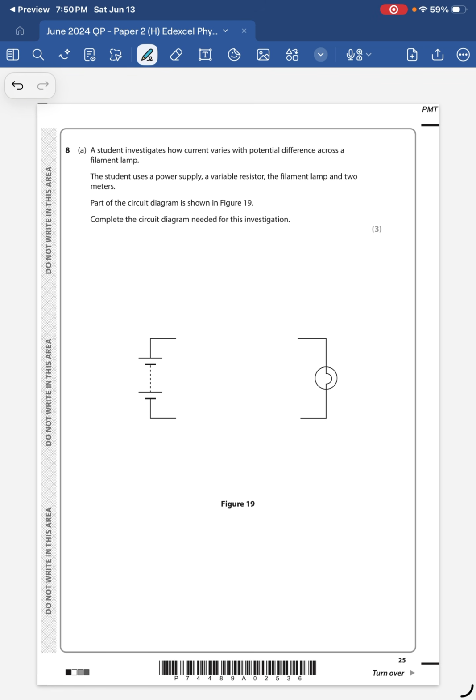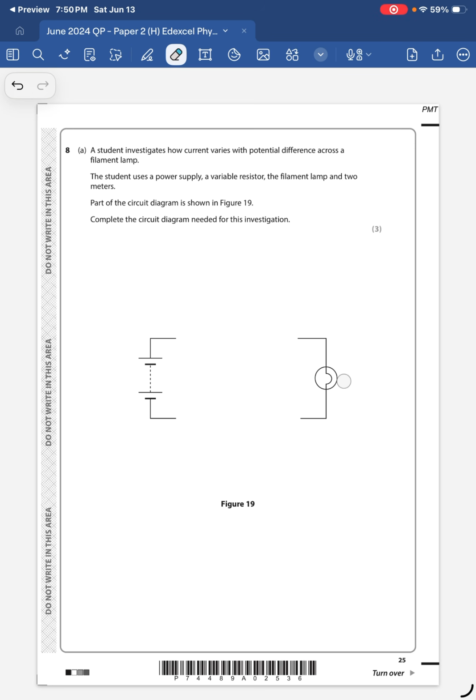Question 8. A student investigates how current varies with potential difference across a filament lamp. The student uses a power supply, a variable resistor, the filament lamp, and 2 meters. Part of the circuit diagram is shown in figure 19. Complete the circuit diagram needed for this investigation.